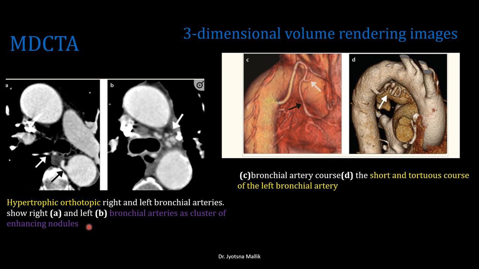So here you can see in this multi-detector CT angio, these are the hypertrophied vessels, which are seen as enhanced nodules. And this three-dimensional image has been made here. This is a tortuous vessel, which is the most likely cause of the bleeding point. And here you can see the course of the vessel.